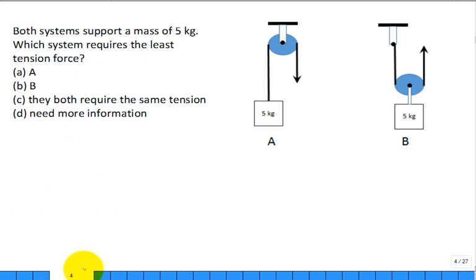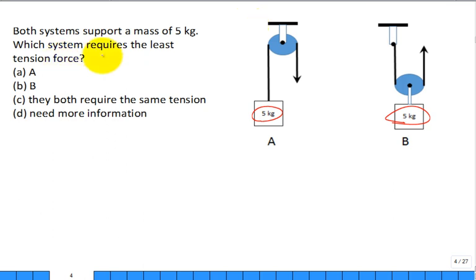Both systems support a mass of 5 kilograms. Both systems are made up of one, what would you call this object right there? A pulley, frictionless pulley. And what is it showing right up here? It's attached to the ceiling. It's supported by, hopefully the bolts don't break or the weld doesn't break and it falls down, but it's supposed to stay rigidly attached up there to the ceiling.